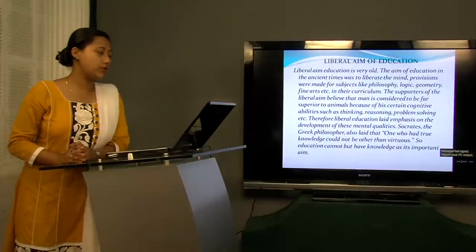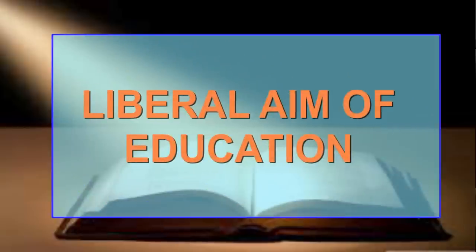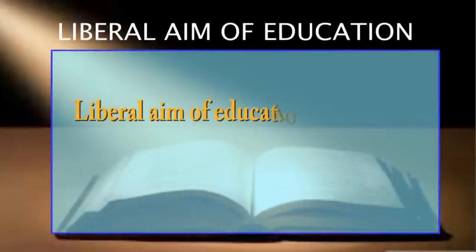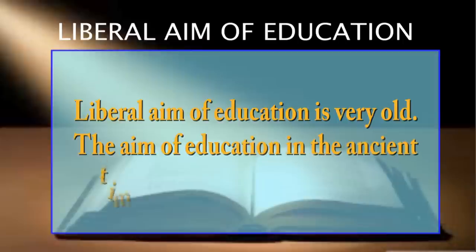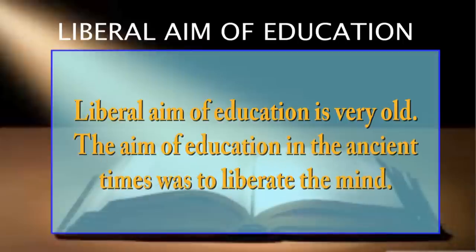The third aim of education is the liberal aim of education. The term liberal itself maintains that we should liberate our mind, our soul, our body. This aim of education is not a recent one. It is very old. The aim of education in ancient times was to liberate the mind. That's why provisions were made in ancient times to include subjects like philosophy, logic, geometry, fine arts, etc. in their curriculum.